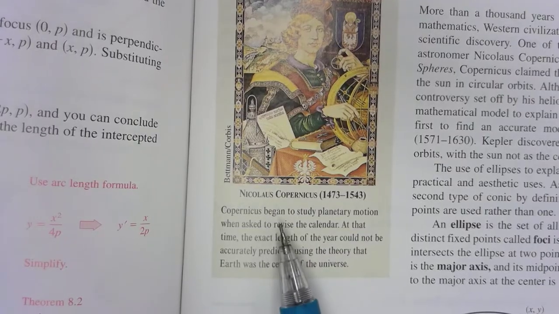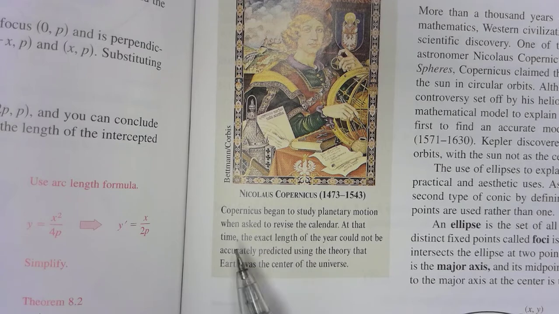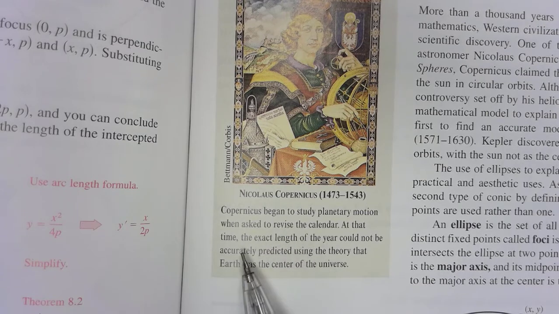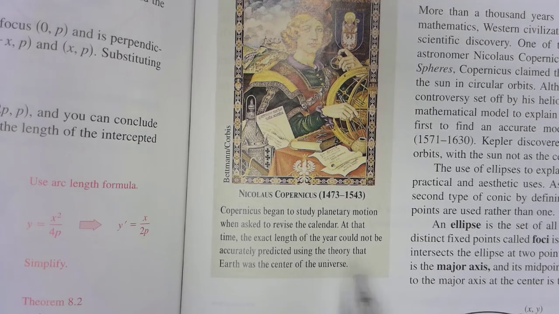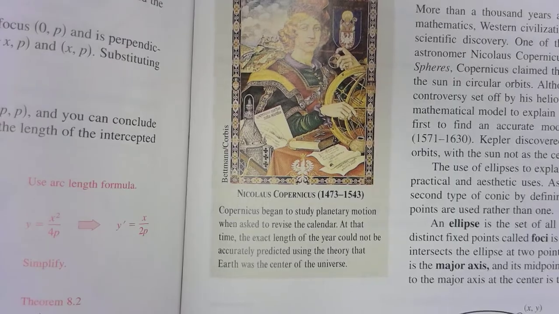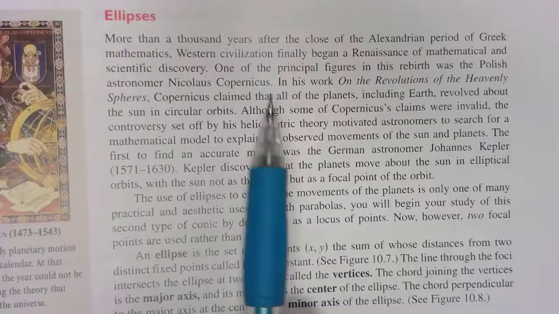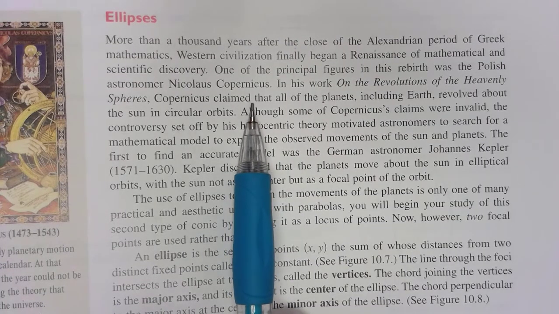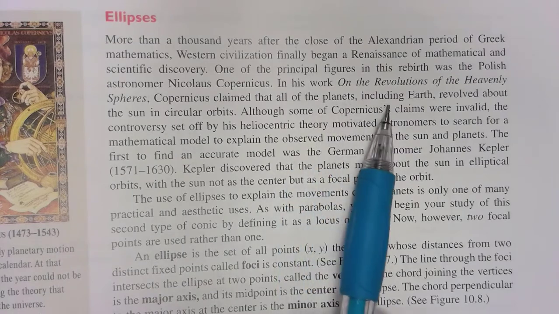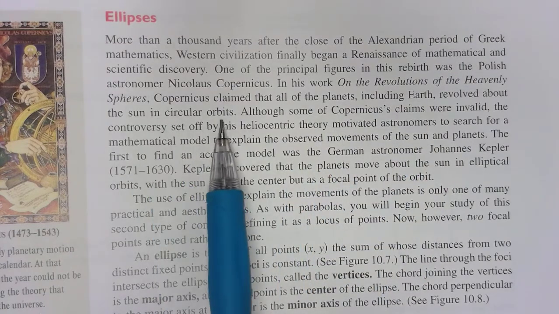This is Nicholas Copernicus. He began to study planetary motion when asked to revise the calendar. At that time, the exact length of the year could not be accurately predicted using the theory that Earth was the center of the universe. Lots of things happened there. So Copernicus claimed that all of the planets, including Earth, revolved around the sun in circular orbits.